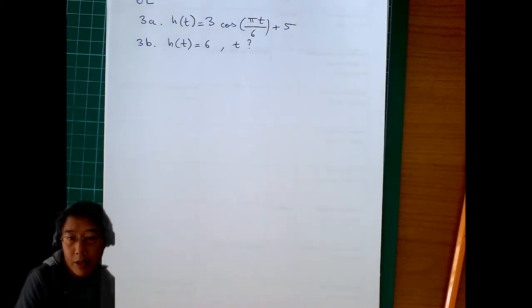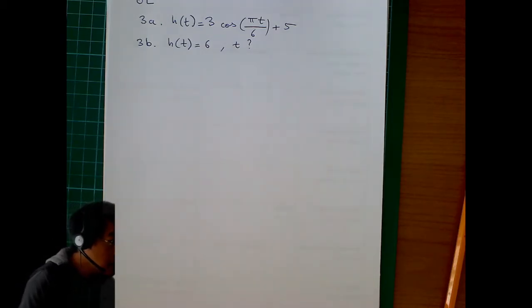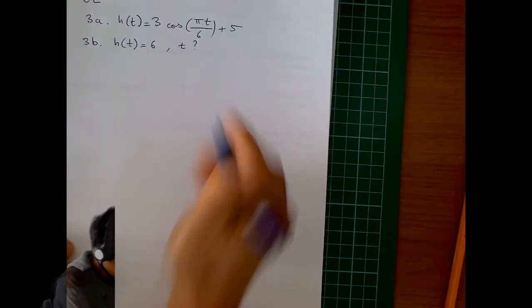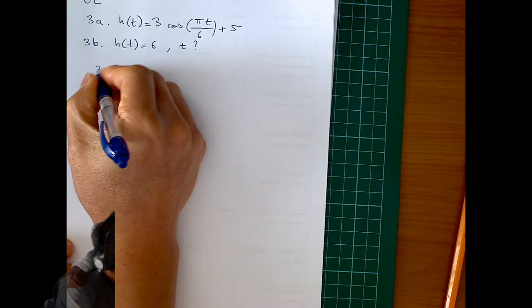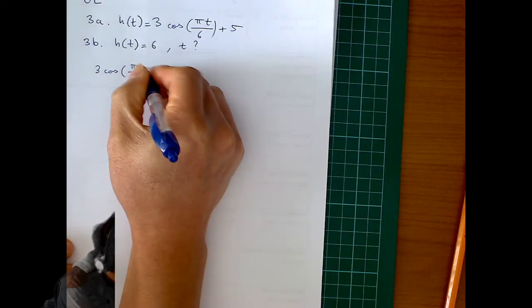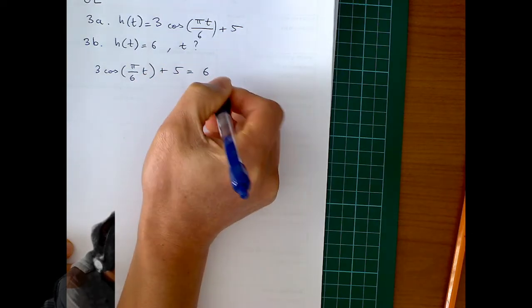So the average height is 5. Yeah, to the high tide, so you do high tide minus the mid, that gives you the amplitude of 3. Yeah, that's fine. Okay, so let me do this. So we get 6. So I'll write the equation 3 cos(pi over 6 t) plus 5 equals 6.